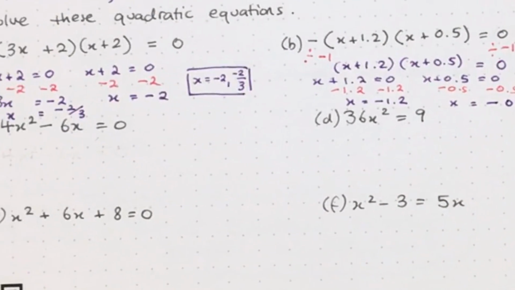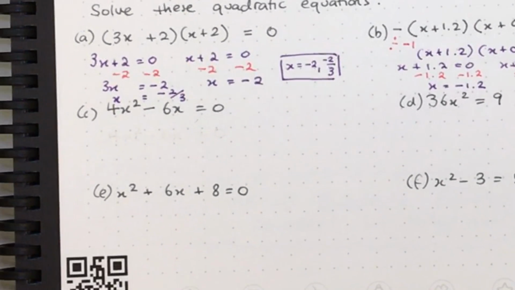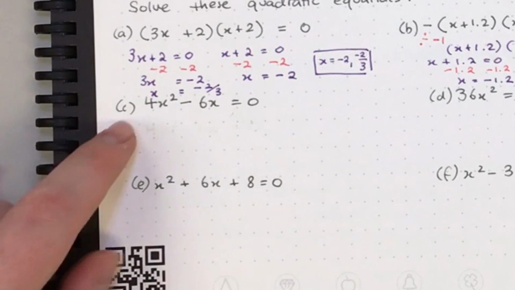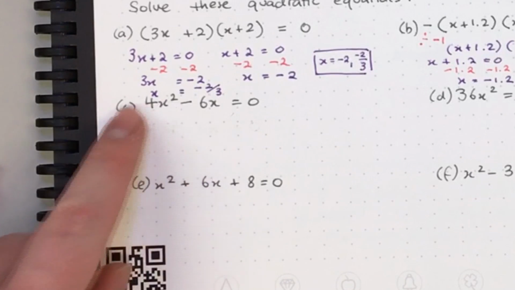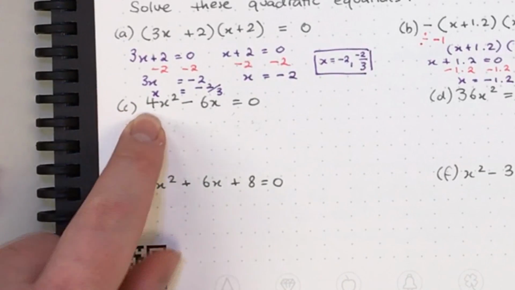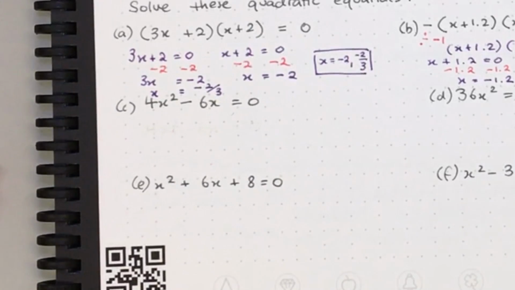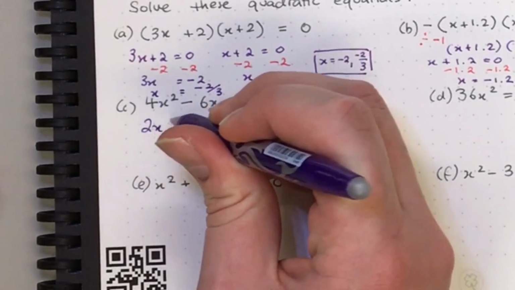So for the next one here, it says 4x squared minus 6x equals 0. Probably the first thing I would do when you're factorizing, before any sort of complicated completing the square or anything like that, is see what's in common. And I can see that a 2 can fit in both 4 and 6. And I can see that x can fit in both, so I'm going to factorize like that.